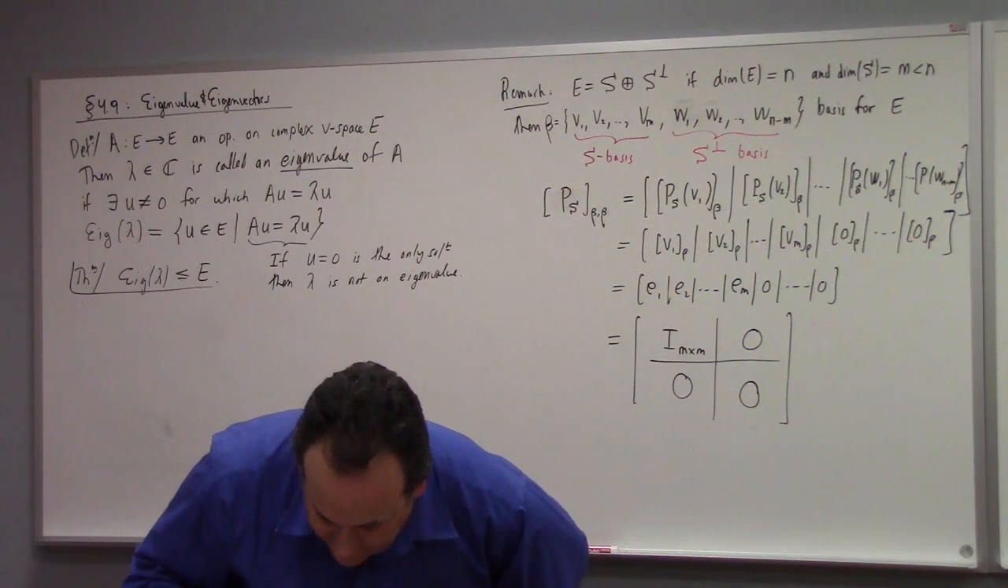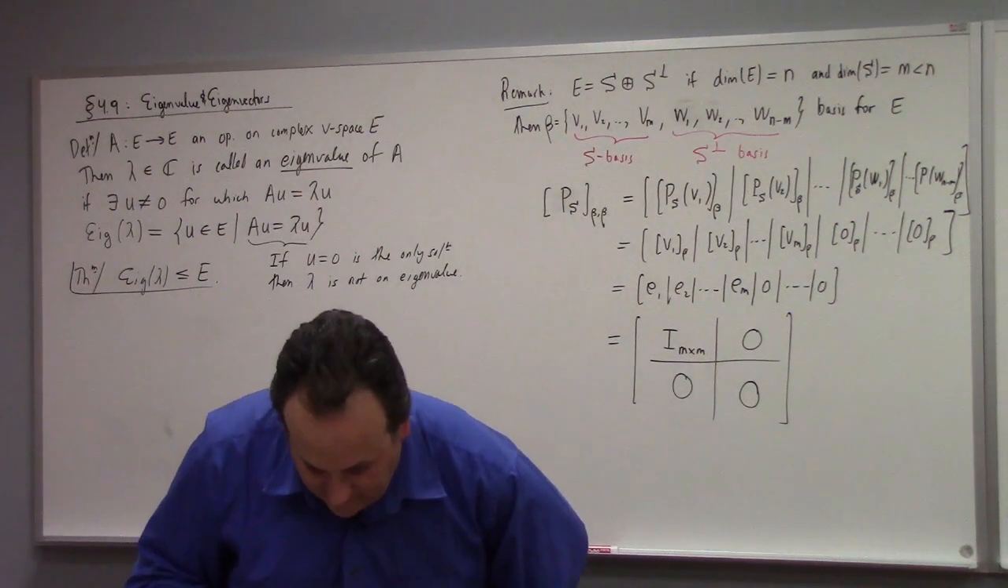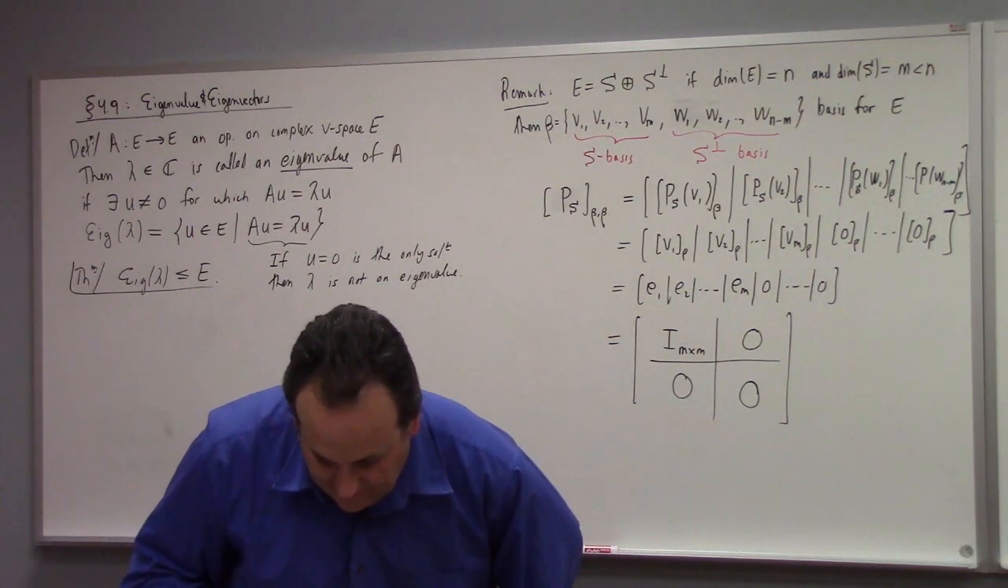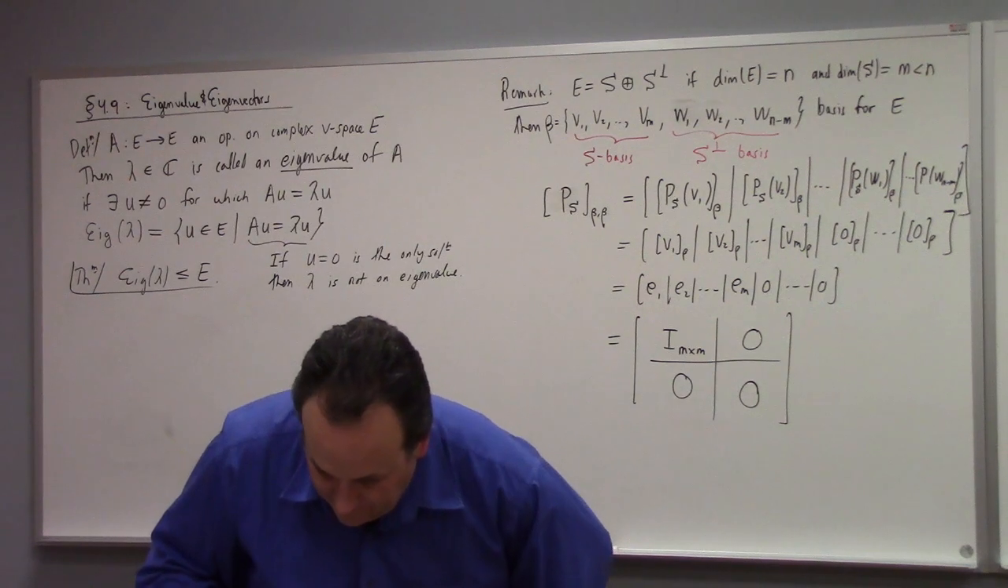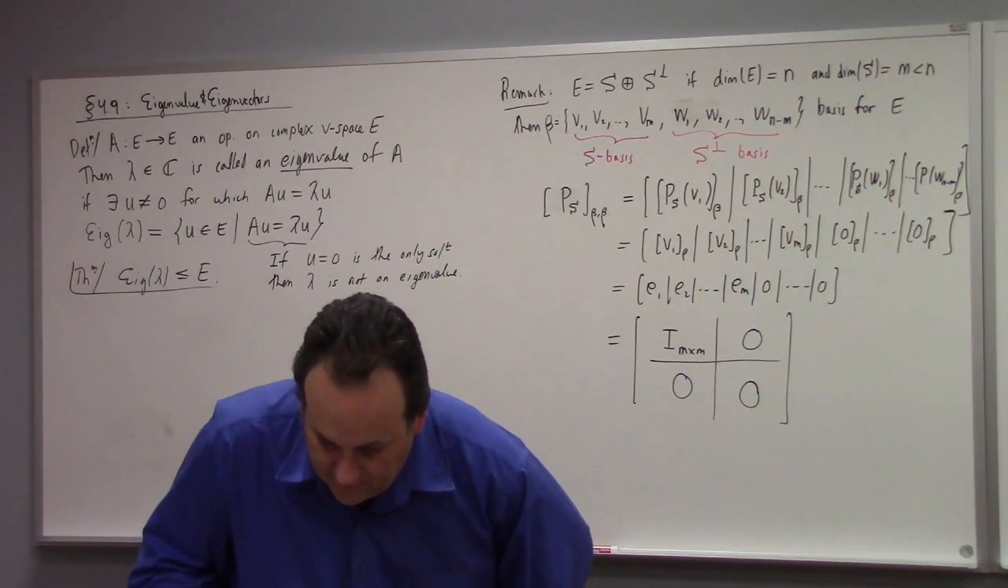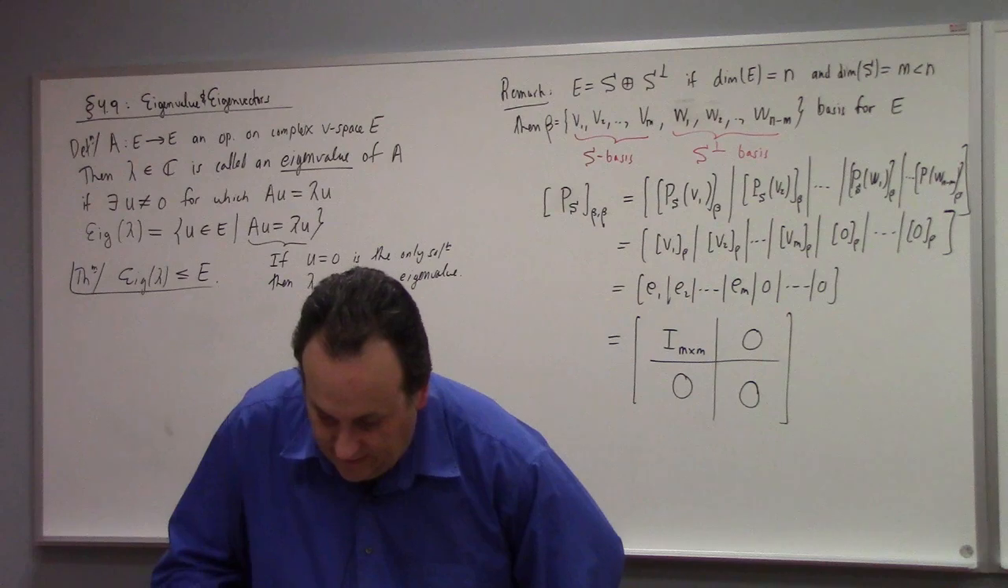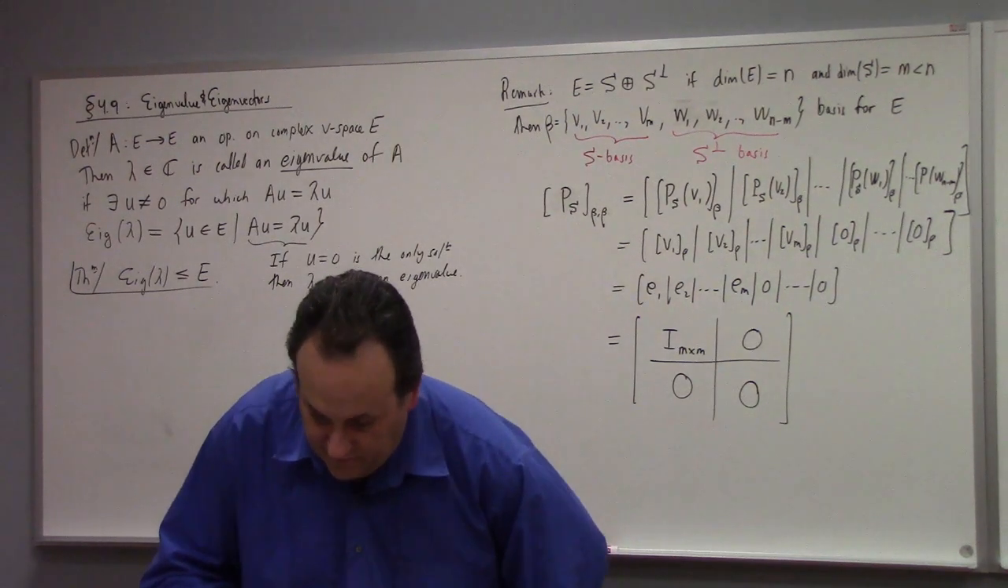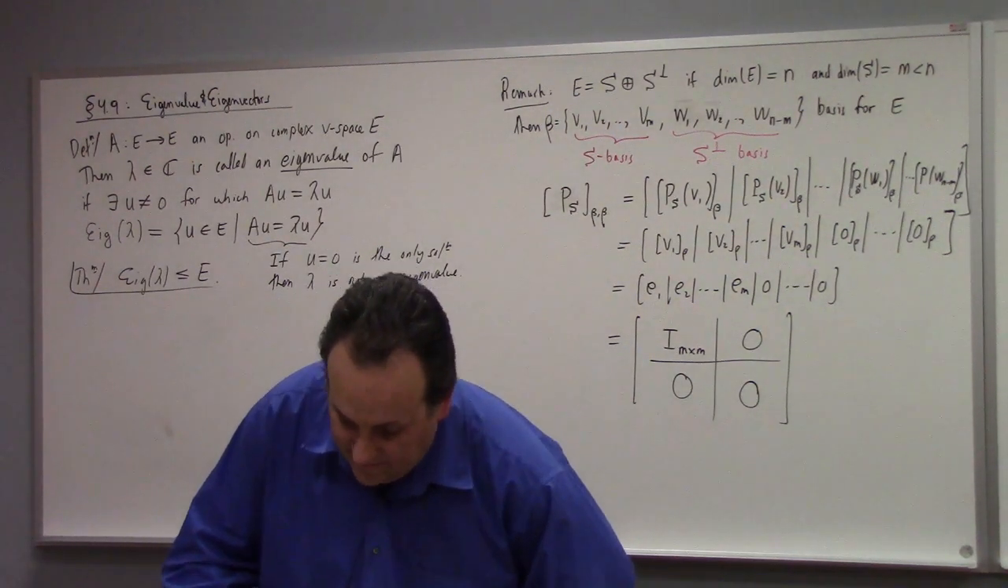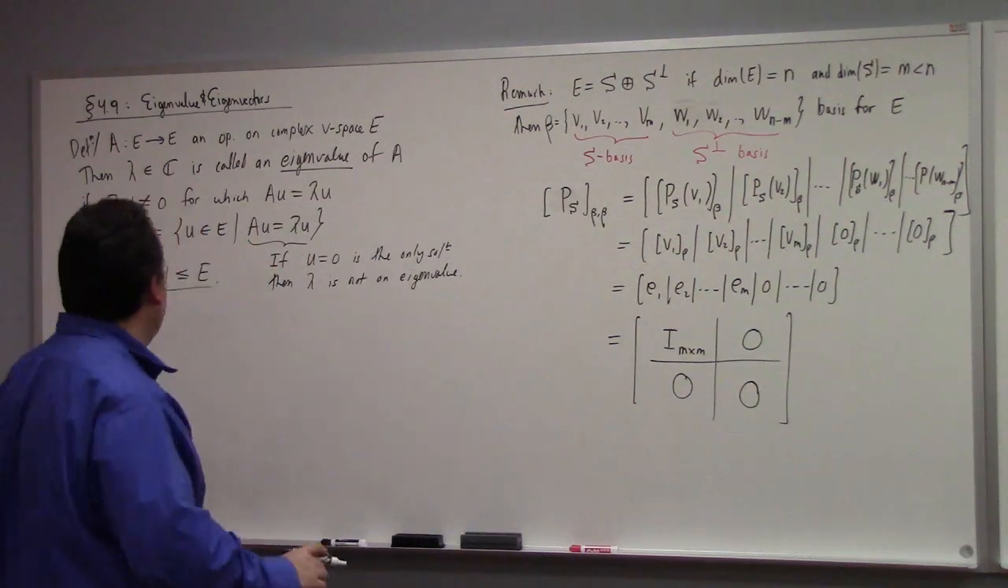Definition, eigenspace. The set of all eigenvectors corresponding to an eigenvalue lambda is called the eigenspace of lambda. The dimension of that space is called the multiplicity of lambda. If it's multiplicity 1, it's called simple or non-degenerate. An eigenvalue of multiplicity greater than 1 is called multiple or degenerate. In this case, the dimension of the eigenspace is called the degree of degeneracy.